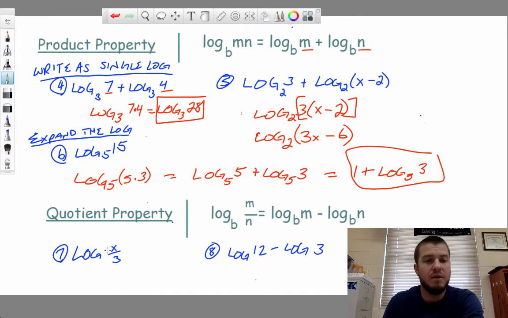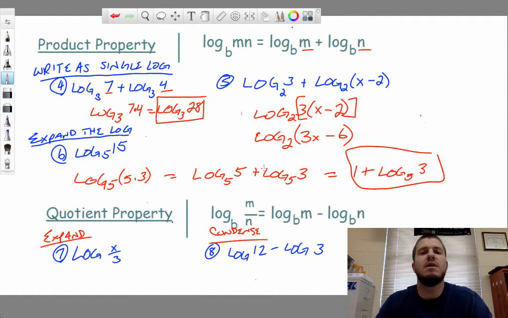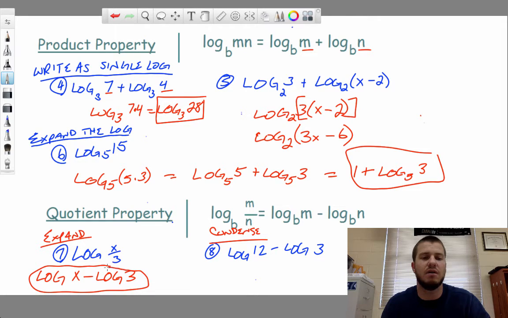The quotient property: I'm going to expand this one, and I'm going to condense these. Condense the logarithms means that you're writing it as a single log like we did with number 4 and 5 here. So to expand this one into several different logs, they're being divided, so I'm going to write them as 2 separate logs using the rule, and I'm going to subtract the 2 separate logs there. And that's it. That's as much as I can do there.